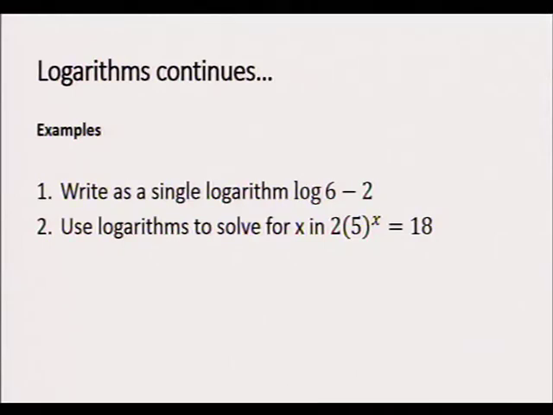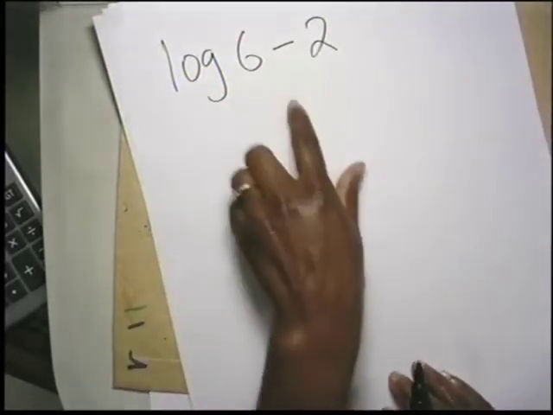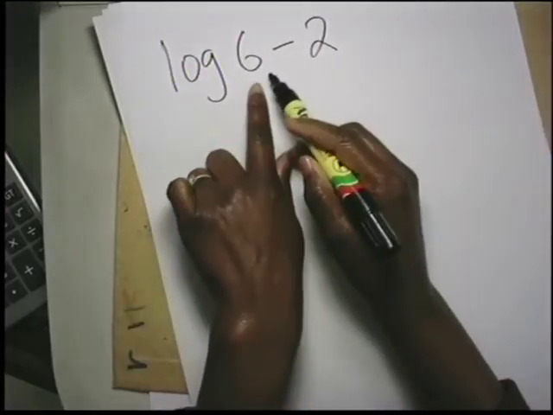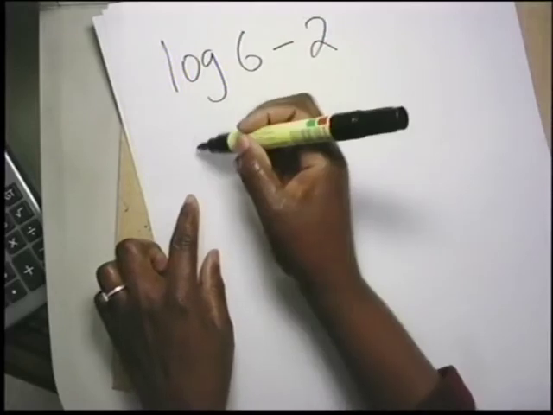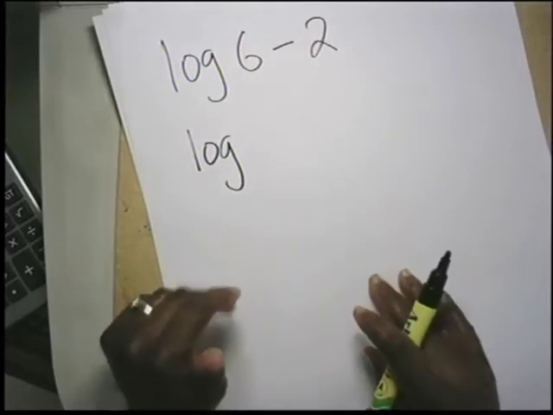Let's look at some of the questions now, some of the examples that you might come across. Don't forget your laws, because you have to use them, as I said. Write as a single logarithm, like log 6 minus 2. How can you write this as a single logarithm? Okay, I'm having log 6 here, but I don't have any log here. As I said, there are so many things under logarithm that you should know, the rules, the laws, and some of the facts.